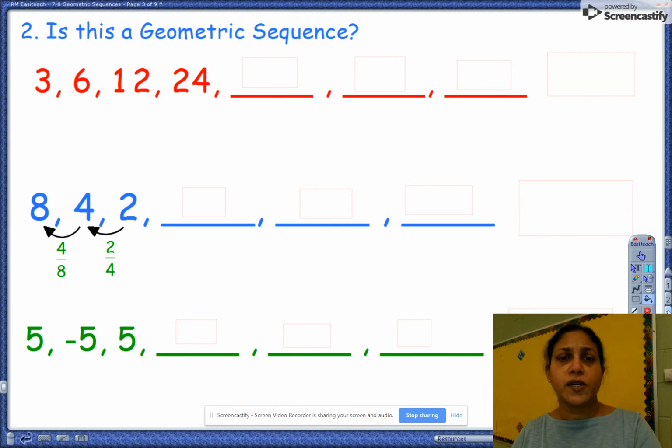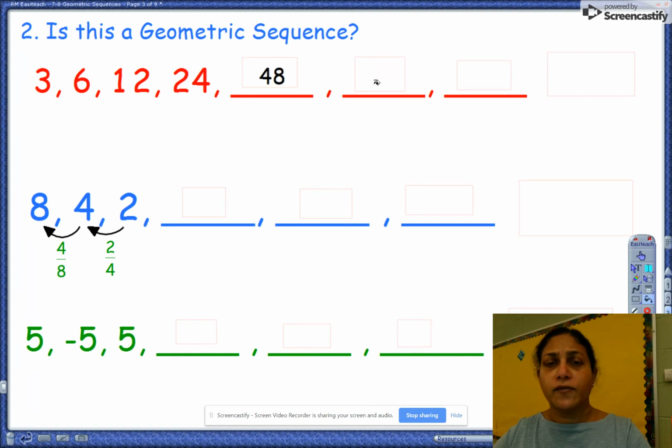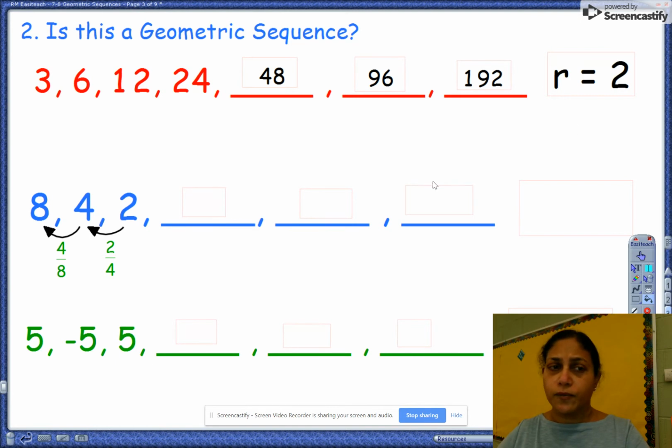So here are some sequences. You will be asked to say whether it is a geometric sequence or not. The first one, it seems everything is just getting multiplied by 2. So the next term will be 48, followed by 96, followed by 192. And to find the r, since it's being multiplied by 2, we can say r is equal to 2.